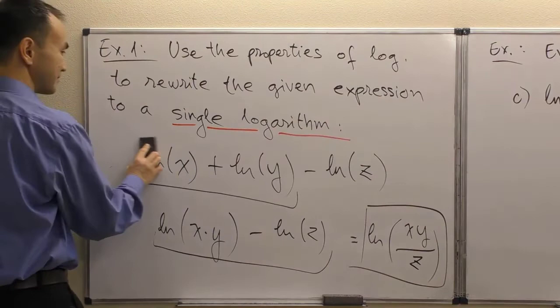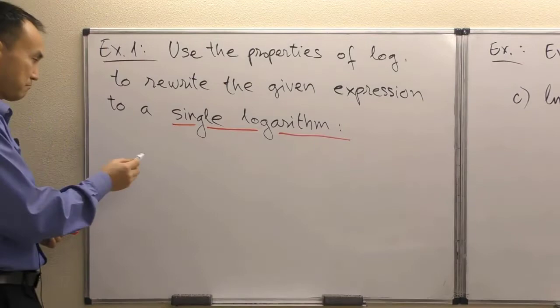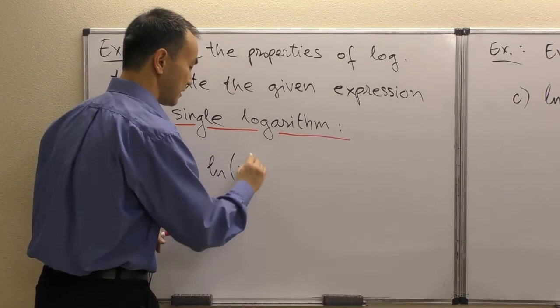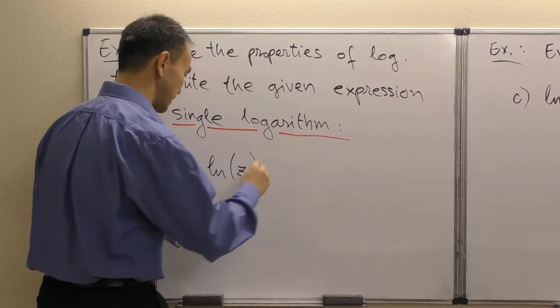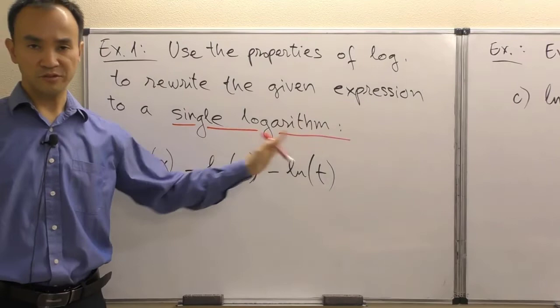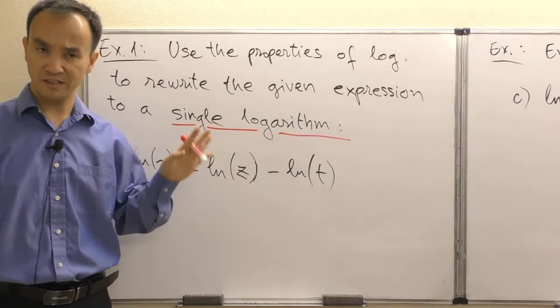All right, so here we are at part B of the same example. I'm starting out with one term, natural log of x, minus natural log of z, and then, from what I prepared in the lecture notes, we have a minus natural log of t. Again, multiple terms, and there can even be a lot more. Once I finish writing this down, anyone is more than welcome to try it independently on your own already.